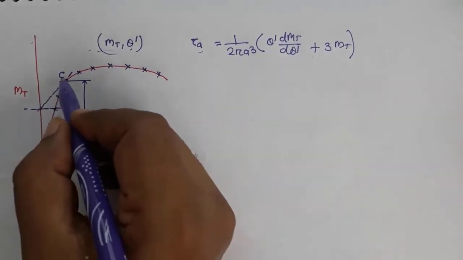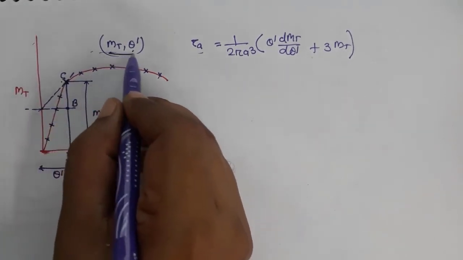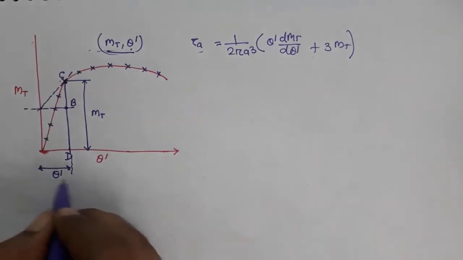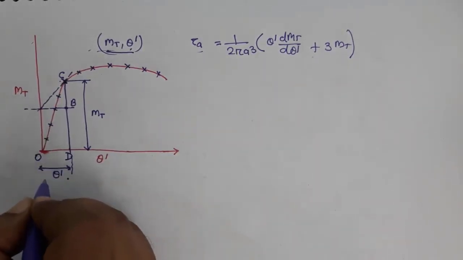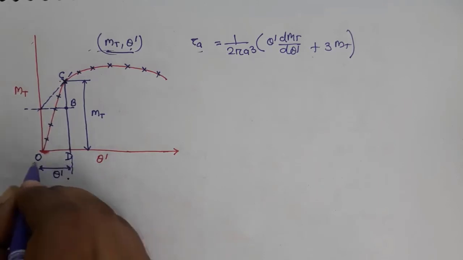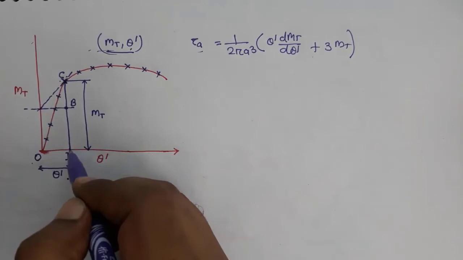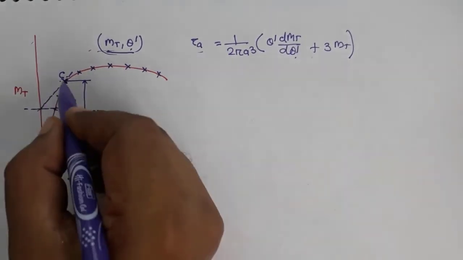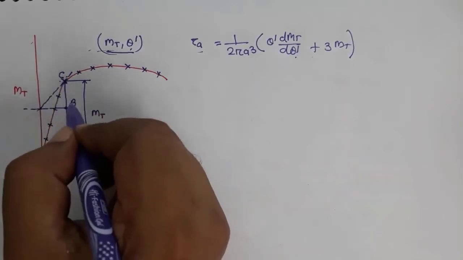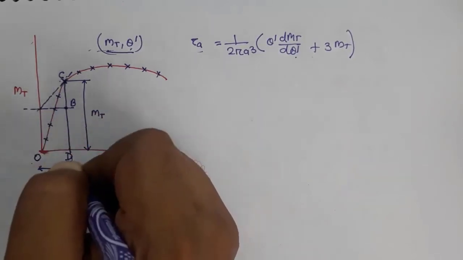So let us now focus on the point C, where we know the value of mt and theta dash. What is the value of theta dash? If this origin is O, then theta dash is the length OD, mt is the length CD, and dmt by d theta dash is the slope. What will be the slope here? That will be BC divided by OD, right?